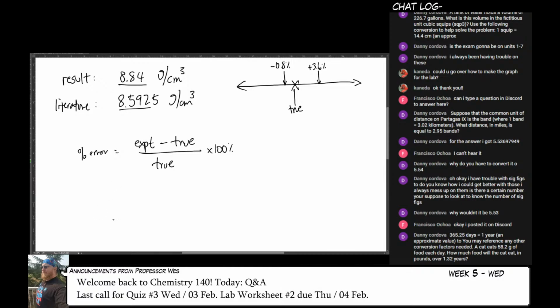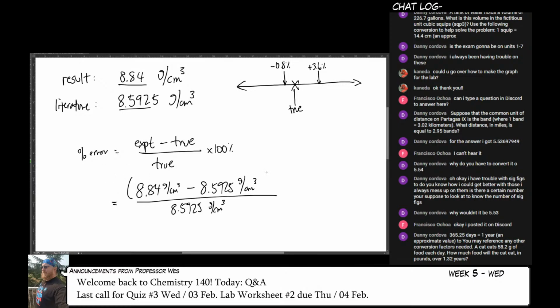So let's plug in our numbers and see what happens, and then we'll do all the calculations with it. So 8.84 grams per cubic centimeter minus 8.5925 grams per cubic centimeter, divided by 8.5925 grams per cubic centimeter. All right. Whenever you do any problem in this class, I don't care what the problem is, if math is involved, use sig figs, okay? So never ever ask the question, should I apply sig figs? Because the answer is always yes.